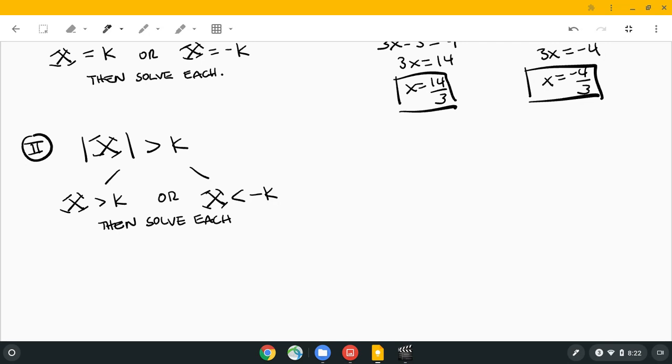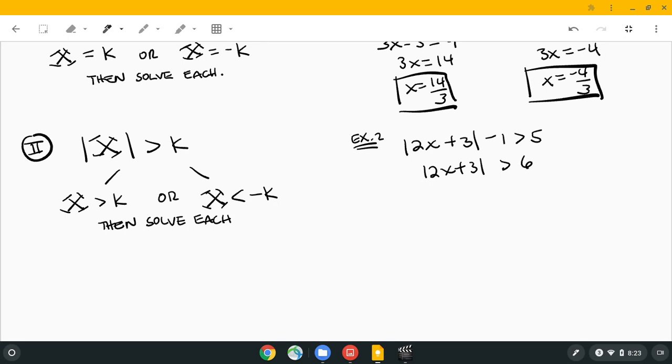Okay, so let's go ahead and do an example over here off to the side. Suppose that I have this absolute value, 2x plus 3, minus 1 greater than 5. Okay, so again, we want to get the absolute value isolated by itself. So I'm going to add 1. I'm going to cancel this out here by adding 1 to both sides. And that will get me the absolute value of 2x plus 3 greater than 6.